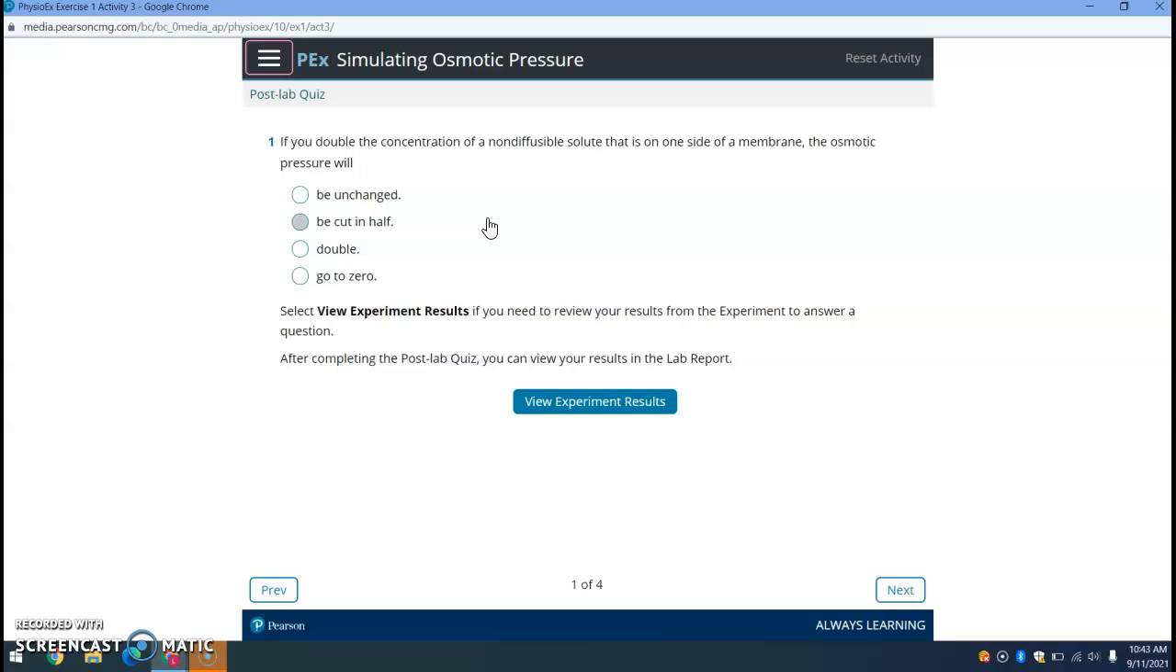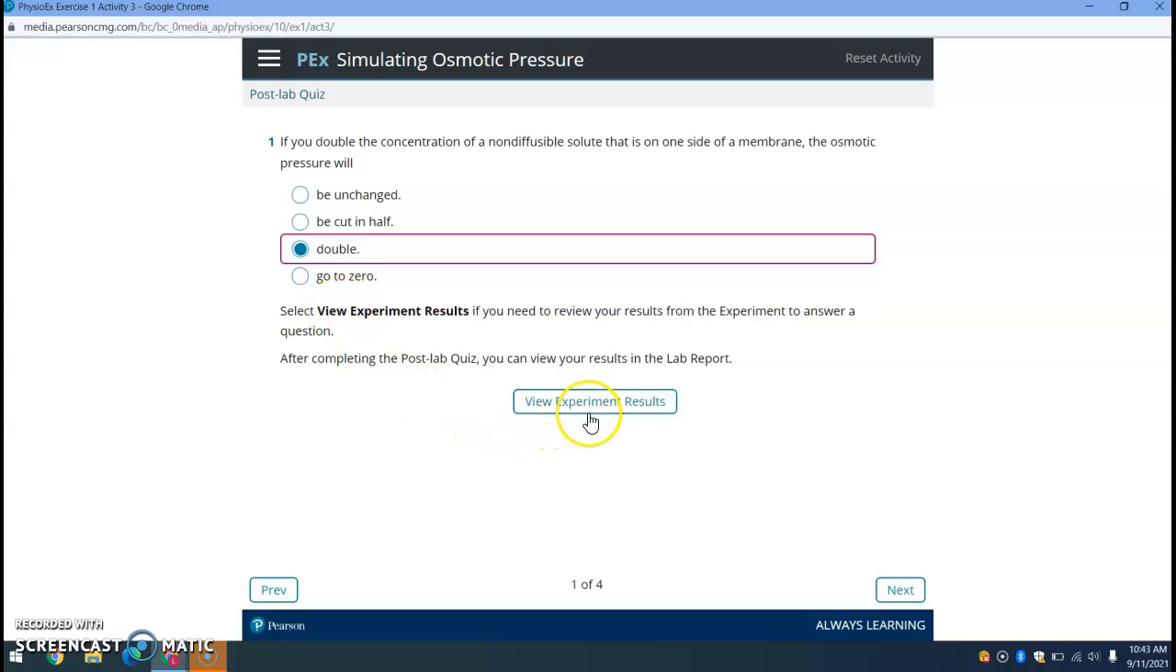So number 1, if you double the concentration of a non-diffusible solute, non-diffusible means it can't pass through the plasma membrane, what will happen to the osmotic pressure? It's going to double. If you double the concentration, it's going to double the pressure. And we can go back to our experimental results and view them if we need to.